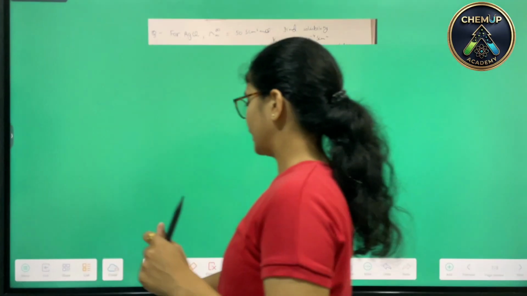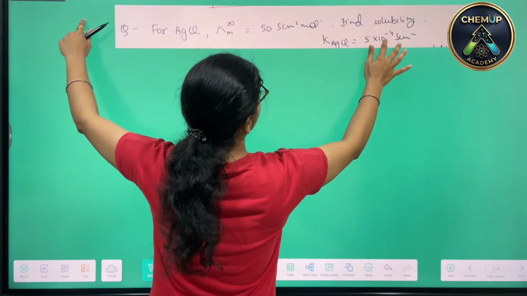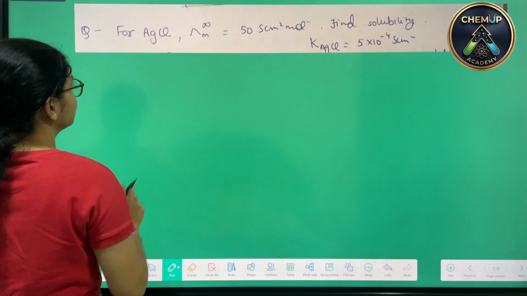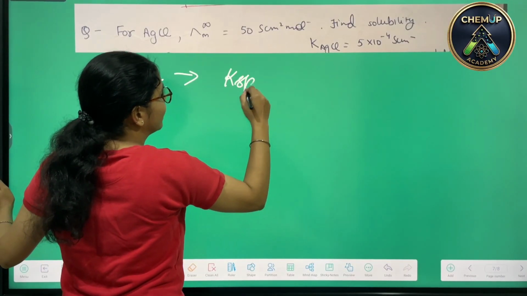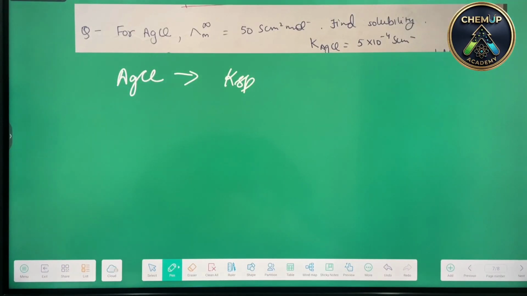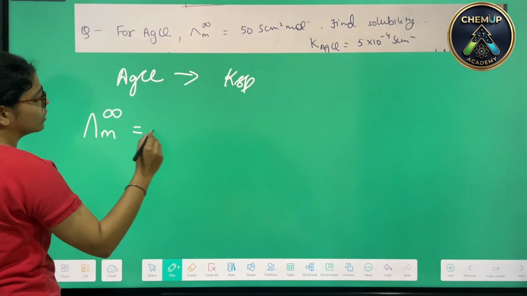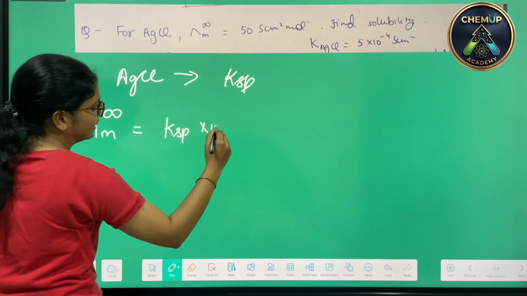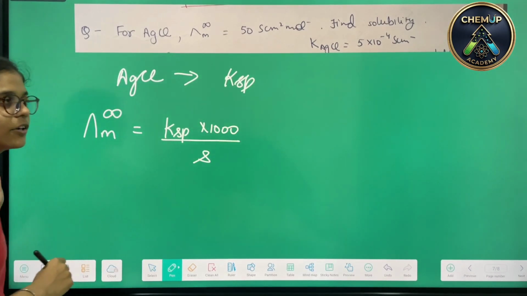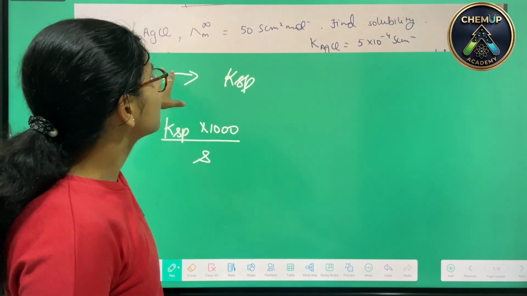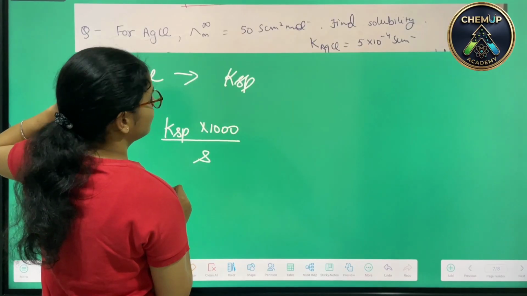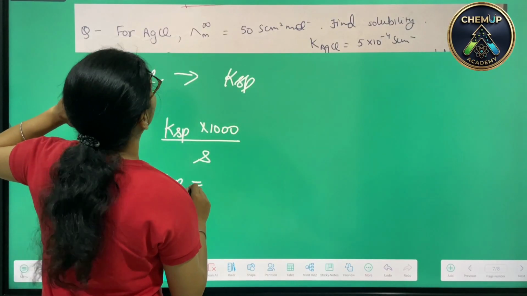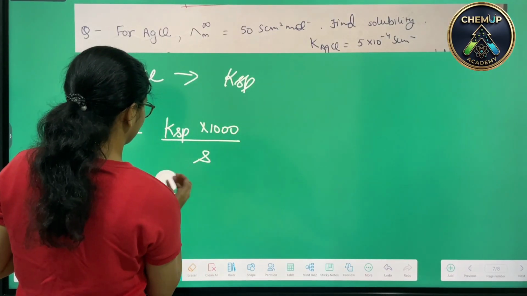The next question says that for AgCl, remember we did it for the KSP formula. While we were doing the KSP, we did this thing for the KSP formula, which says that at infinite dilution, KSP into 1000 upon solubility factor was there. They have given everything, you just need to place the values like 50 over here. KSP has to be calculated. Oh no, the solubility has to be calculated.